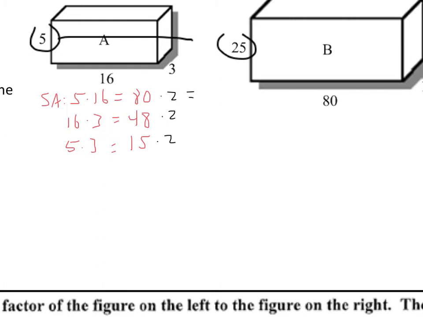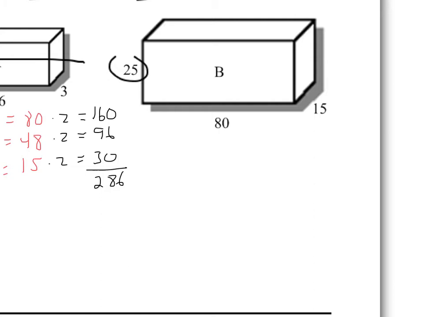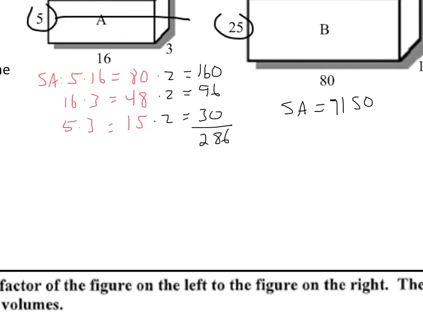And that would give you 160, 96, and 30, which adds up to 286. Now we don't know inches, but it is squared. Units squared. We don't know what units. So the next one would be done the same way, and I'm not going to do this one by hand. I'm going to just tell you that the surface area of this shape would come out to be 7,150 units squared.